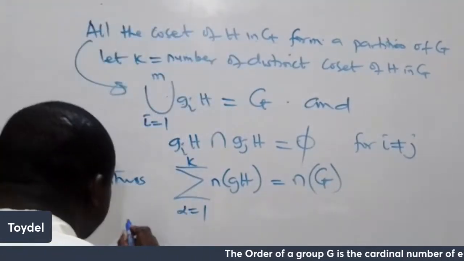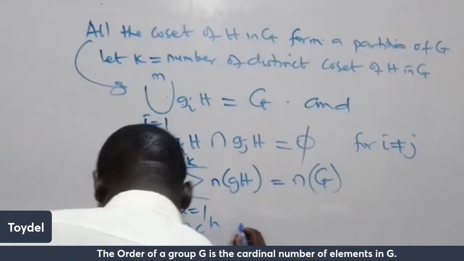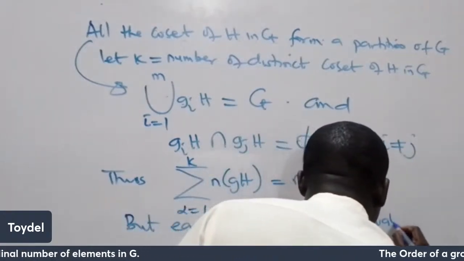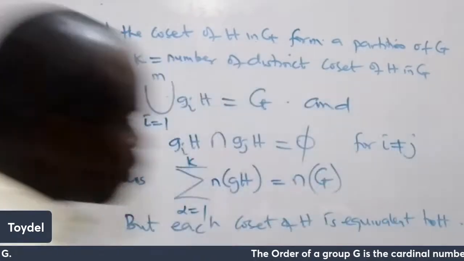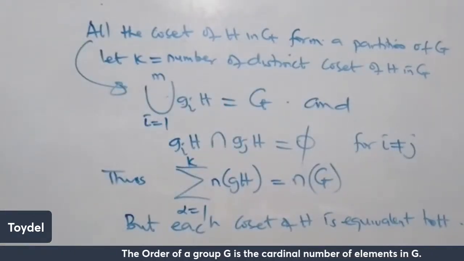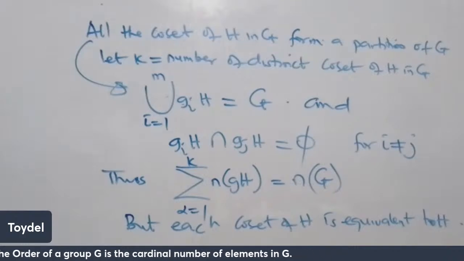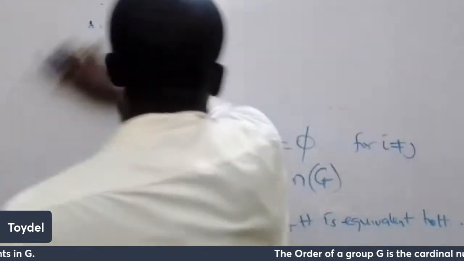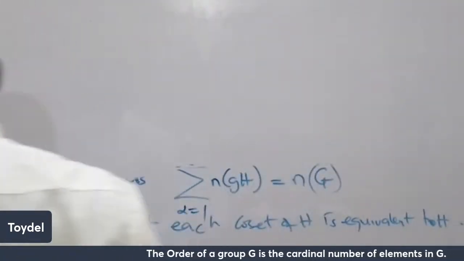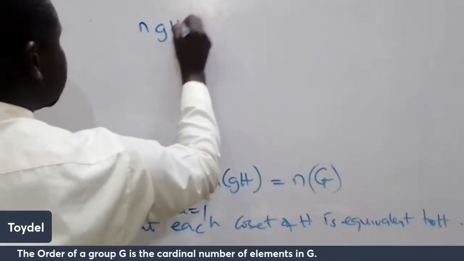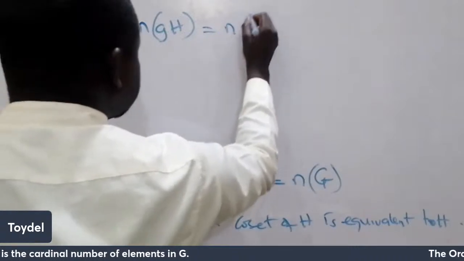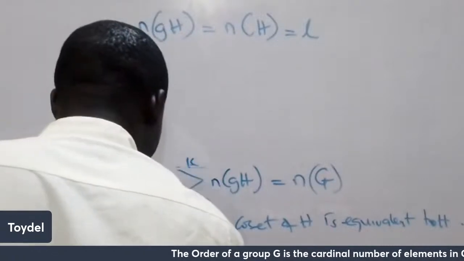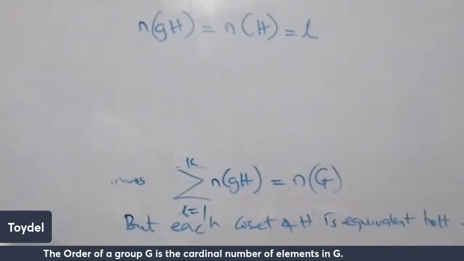That's the implication. But we must note that each coset of H is equivalent to H. So please let's note that each coset of H is equivalent to H. If that is the case, then we are going to have N of GH, this is the coset of H. It will be equal to N of H, and that is defined as L. Okay, that's what we have.